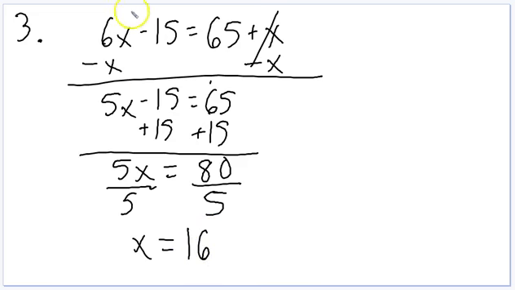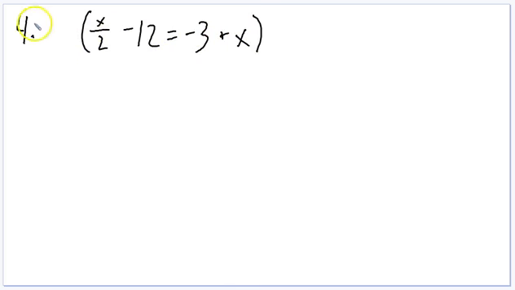All right? Perfecto. Let's go to number 4. Number 4, we get x over 2 minus 12 equals negative 3 plus x. So to get rid of this fraction, I'm going to multiply the whole entire equation by 2. So I get x, because the 2 and the 2 make 1s and the x is all by itself. 2 times 12 is 24. 2 times negative 3 is negative 6. And then 2 times x is 2x.